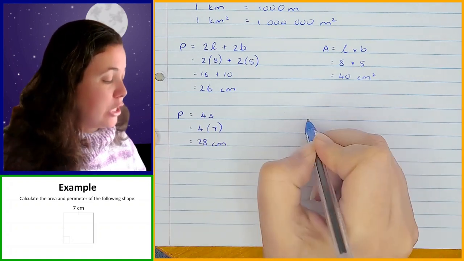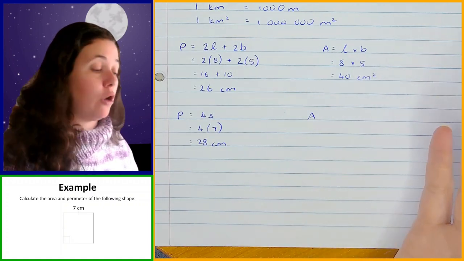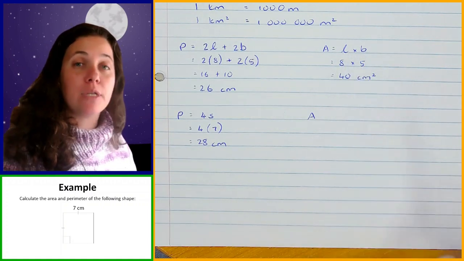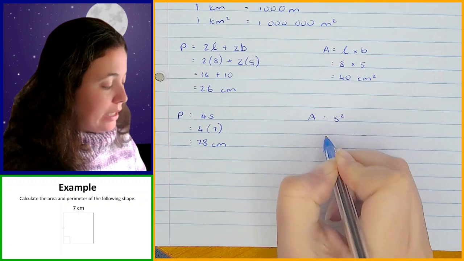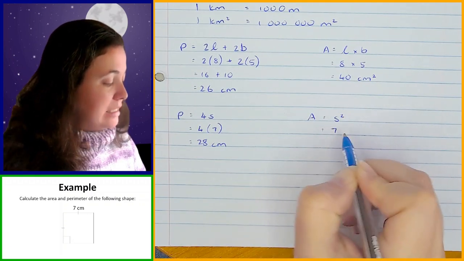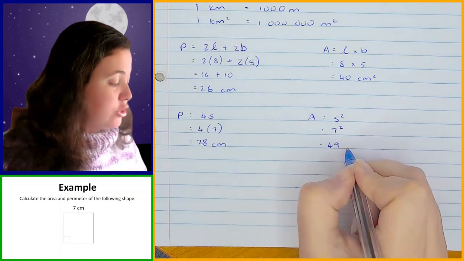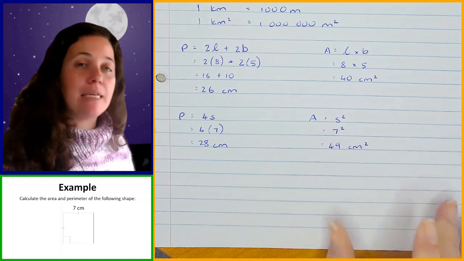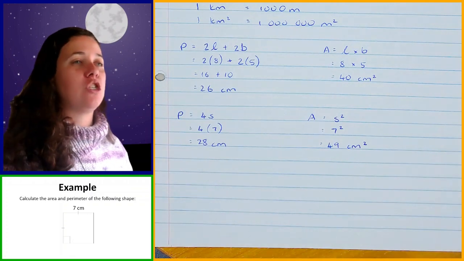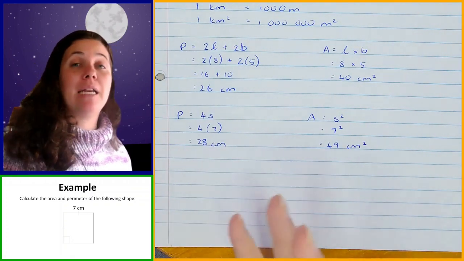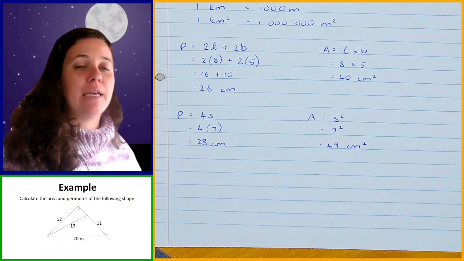Okay, now we're going to do the area. Again, you can use length times breadth if you want to because a square is a special form of a rectangle, and then the length and the breadth are both 7, so it'll be 7 times 7. Or you can say side times side, or side squared. I'm just going to say side squared, and that is 7 squared, which is 49. Now, because it is area, we're measuring that in centimeters squared. It's the amount of space inside the shape. Okay, so that's what you get for the second example, where we're finding the area and perimeter of a square. The next one we're going to do is this one over here.